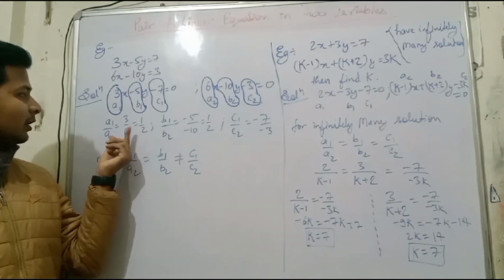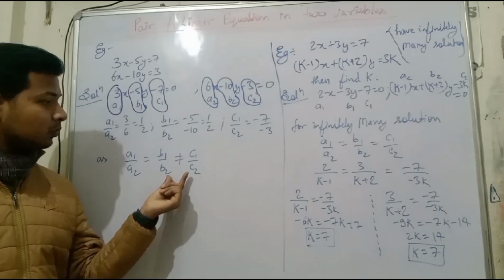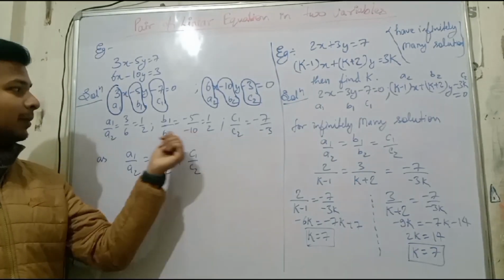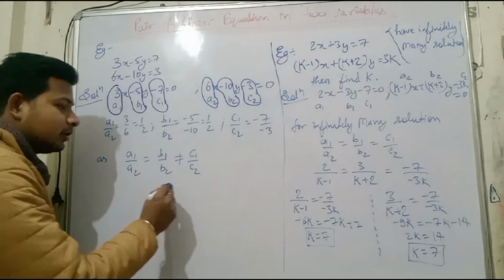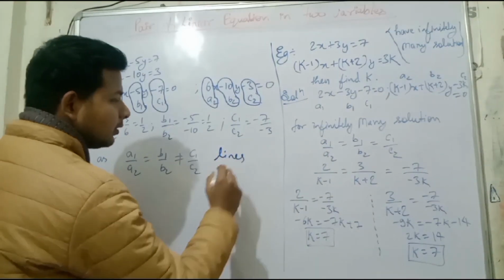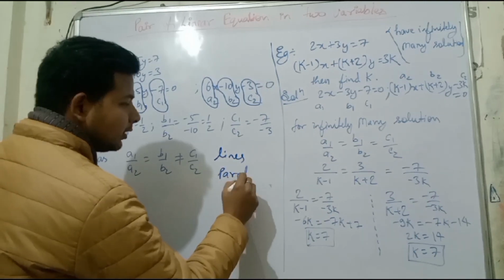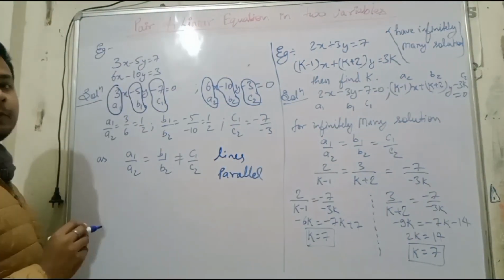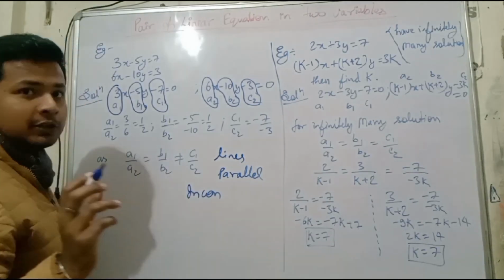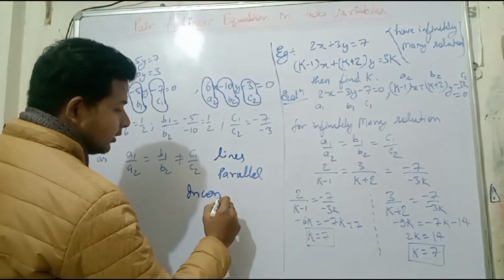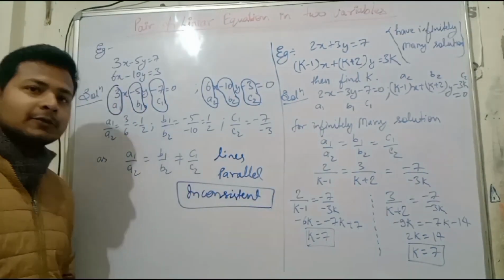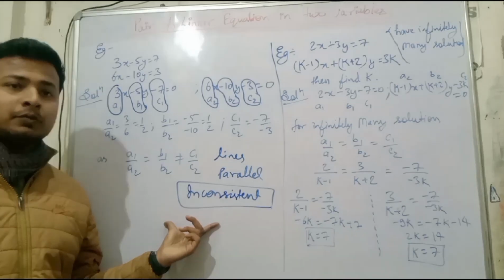But as you can see, a1 by a2 is equal to b1 by b2 is not equal to c1 by c2. Why? Because the value of c1 by c2 is not equal to 1 by 2. And this is the condition in which the lines become parallel. If the lines are parallel, in that condition, the system of linear equations will be inconsistent. I hope this is clear to all of you.